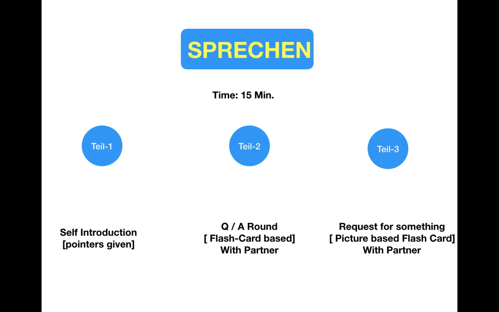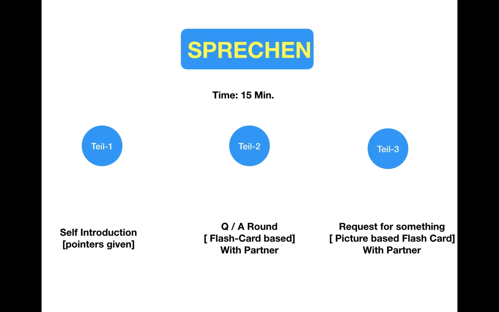Next is part 2, Teil zwei. This is a question answer round, QA round. Question answer with your partner. You will have one more student with you. You will ask him questions and he will also ask you. So it's vice versa. Flashcard based. On the flashcard, the theme will be written, like the theme is shopping, and the word is given to you, Mittwoch, Wednesday.